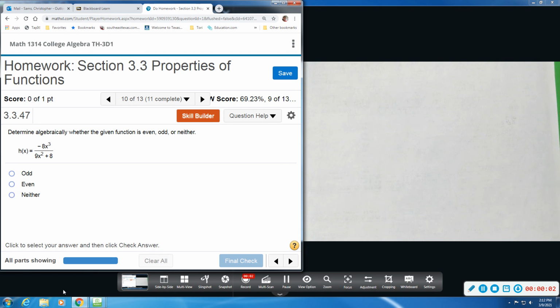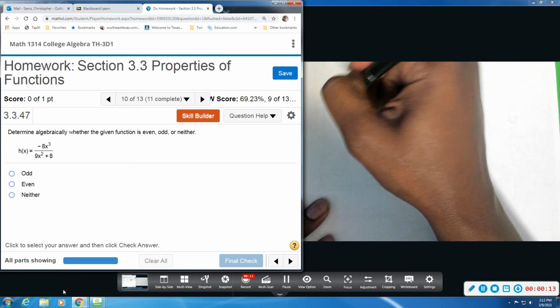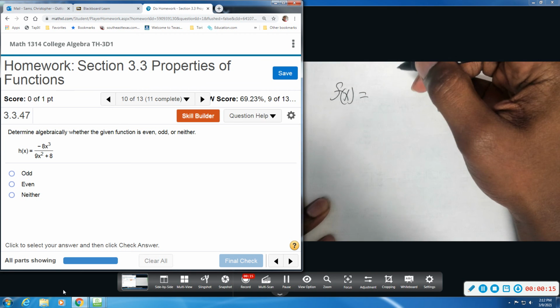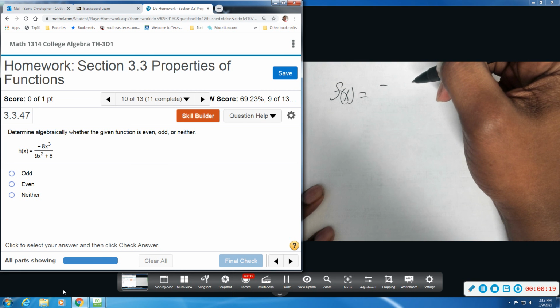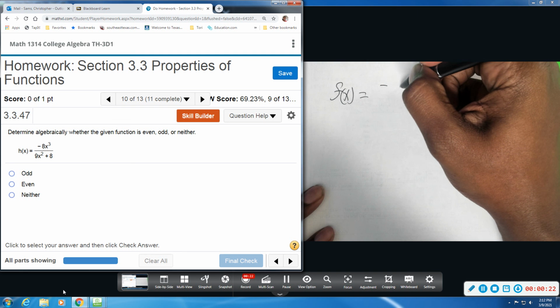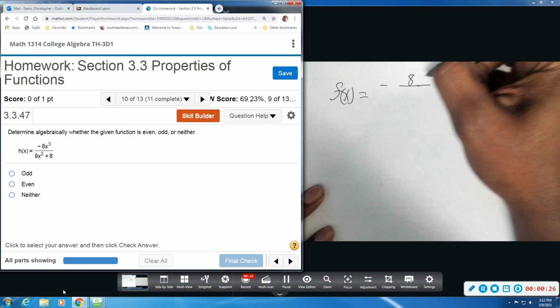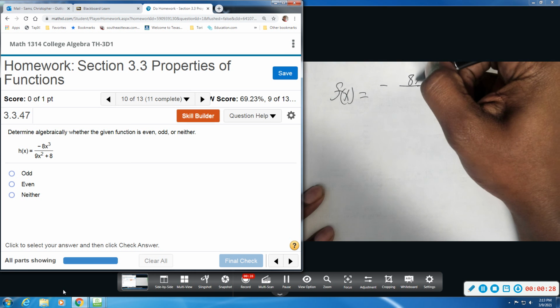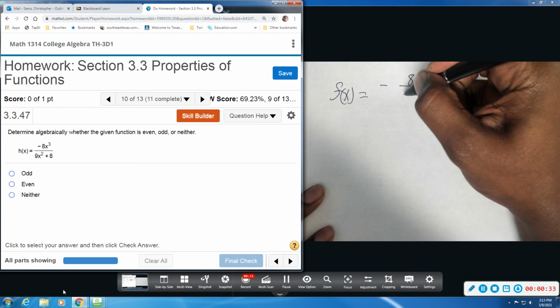Okay, number 10, we also want to determine algebraically if the given function is even, odd, or neither. And so we're going to do the same process that we did on the previous two. Write down the original. And usually if you have a negative, you can just put it out front. That'd be the easiest thing to do with that negative. And then we have 8x cubed. And then on the bottom, 9x squared plus 8.